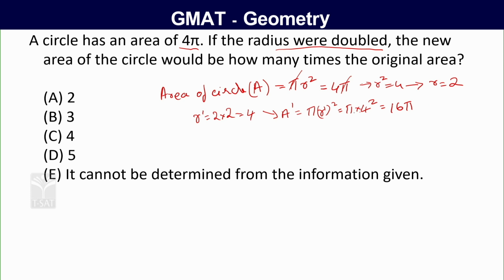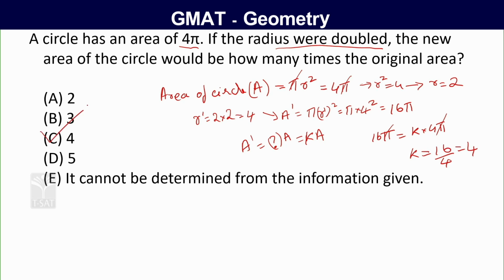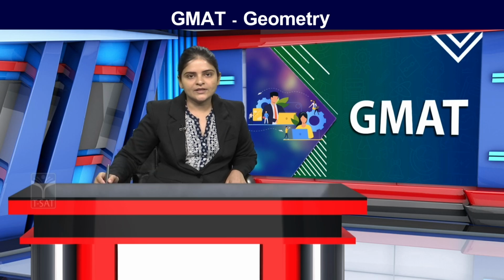They are asking us A dash is how many times the original area. A dash is, let's say, some k into A. So A dash is 16 pi, is some constant k into the original area, which is 4 pi. You can cancel out pi on both sides. We will be left with k is equal to 16 divided by 4, that is equal to 4. So the new area of the circle A dash is 4 times the original area. So the option is C. Let's look at the next question now.